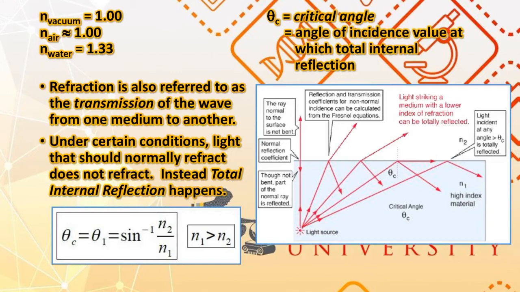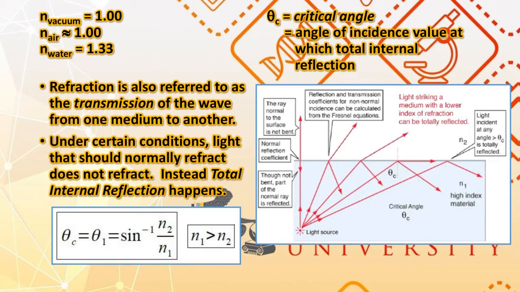Now, here are some values of index of refraction that you should be familiar with, that it's recommended that you memorize. You have index of refraction of vacuum, 1. Index of refraction of air is approximately 1. So that means basically we can consider the speed of light in vacuum to be the speed of light in air, 3 times 10 to the 8th power meters per second. And then you have the index of refraction of water, 1.33.